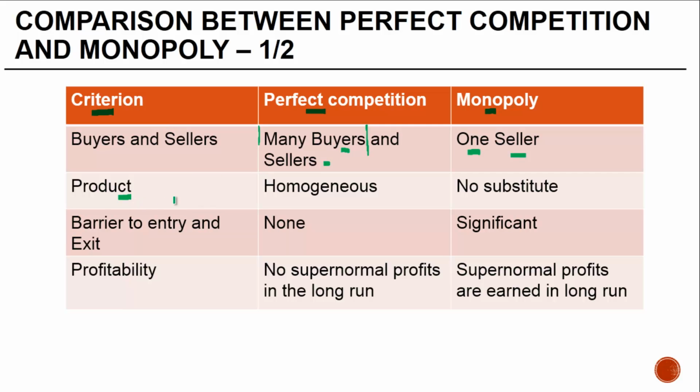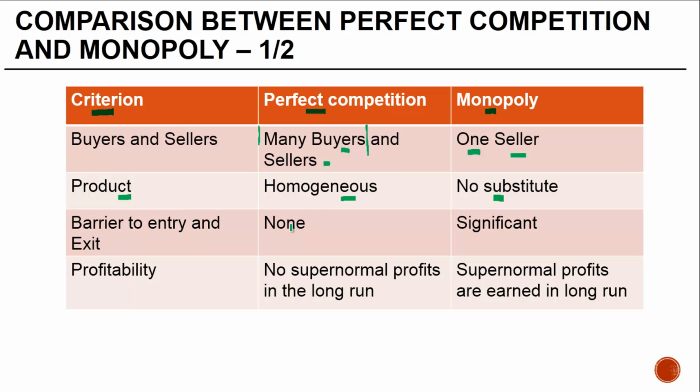The product is homogeneous, right? In other words, there could possibly be a substitute of this product. But in case of monopoly, there is no substitute, because if there were a substitute, people would start buying that.